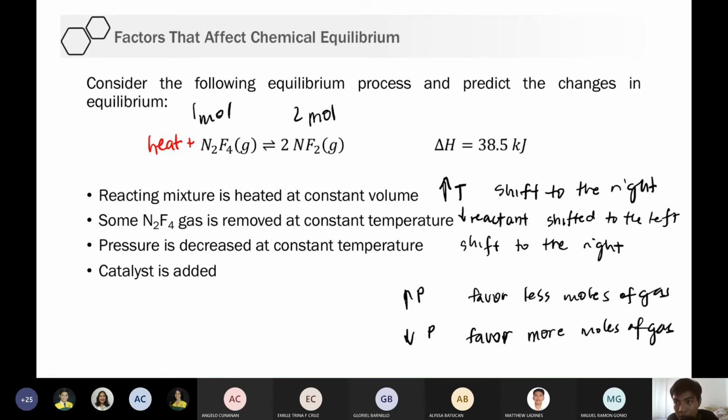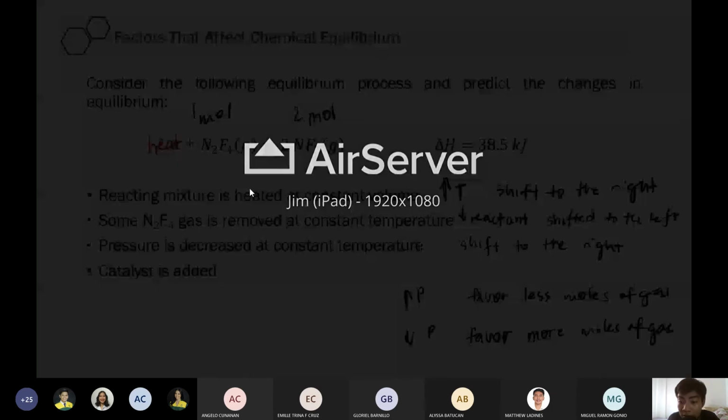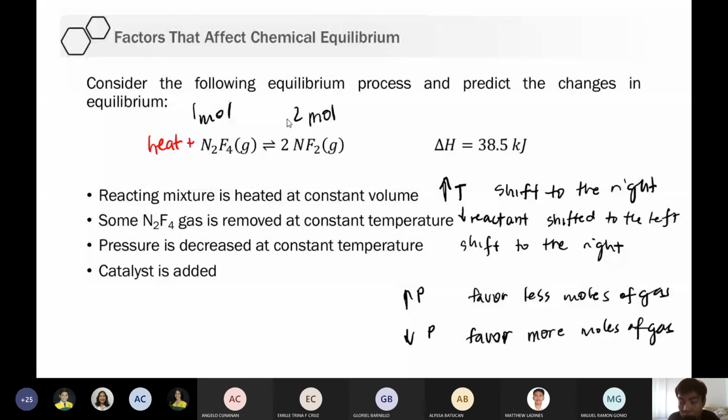Ito isang question ko dati sa student ko. Sabi niya, Sir, what if equal yung moles mo? Kunwari, ito, 2 moles. Ito, 2 moles din. Will there be an effect sa pressure? Ang sagot ay wala. Kapag equal yung moles ng gases, wala nang effect yon. Balanced na yon already. Pero kapag magkaiba yung moles nila, then dun pwede mag-shift to the left, to the right. So tignan nyo muna yung moles ng gas. Kapag equal yan, walang magbabago. Pero kapag unbalanced yan, hindi sila parehas, then dun nagkakaroon ng shifting.